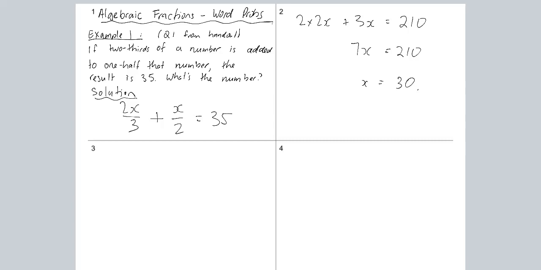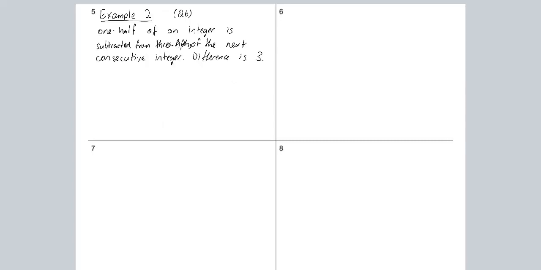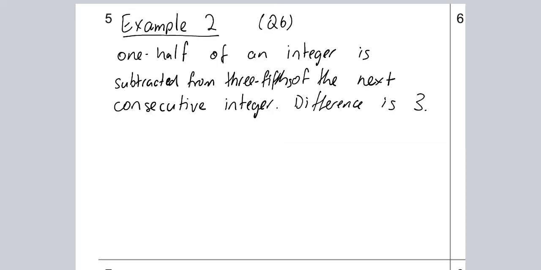Example 2, 1/2 of an integer is subtracted from 3/5 of the next consecutive integer. Difference is 3. Sorry, I've squished that in. So this is a very common kind of worded question. The key word here is consecutive. Can someone please tell me what consecutive means?